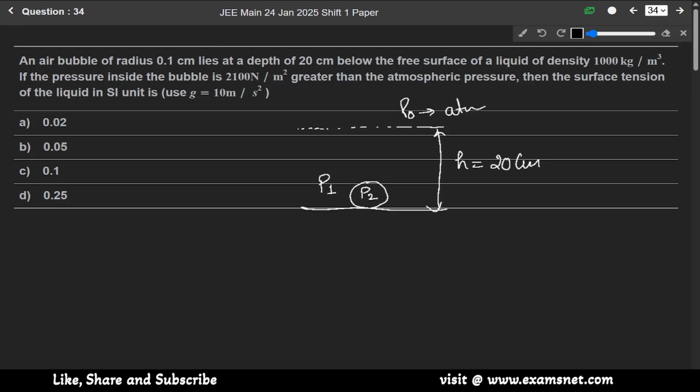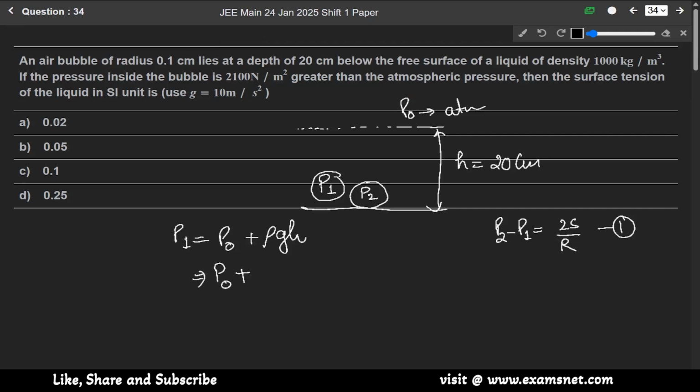So we know that for these two pressures, P2 and P1, P2 minus P1 is 2S over R. Let us say this is equation number 1. And this P1, the surrounding pressure, is equal to the atmospheric pressure plus rho g h. Okay. So atmospheric pressure is P naught, rho is given as 1000, g is 10 and h is 0.2 meter. So from here we get P1 is equal to P naught plus 2000. Let us say this is equation number 2.